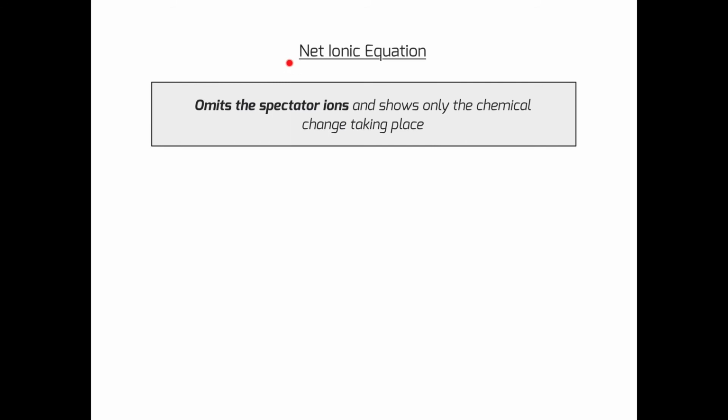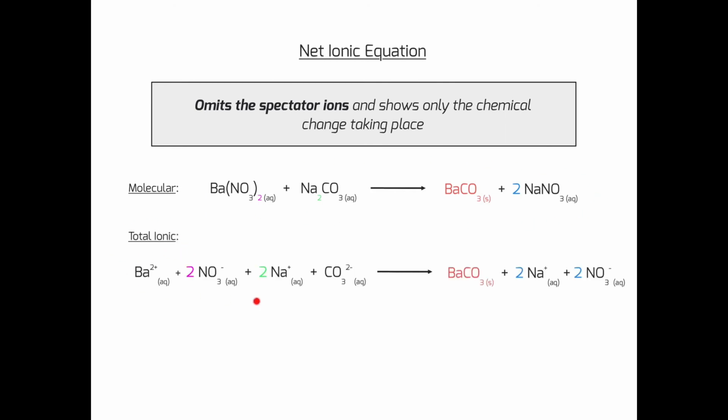And last, we're going to look at the net ionic equation. So the net ionic equation omits the spectator ions and shows only the chemical change that's taking place. So the spectator ions are the ions that don't participate in the reaction. So we've already seen that our molecular equation looks like this, and our total ionic equation looks like this. So the way that we find our net ionic equation is we're going to go through our total ionic and eliminate all of the spectator ions. In other words, we're going to go through and find the substances that are the same in the reactants as they are in the products. Because if they're the same on both sides, it means they did not participate in the reaction.